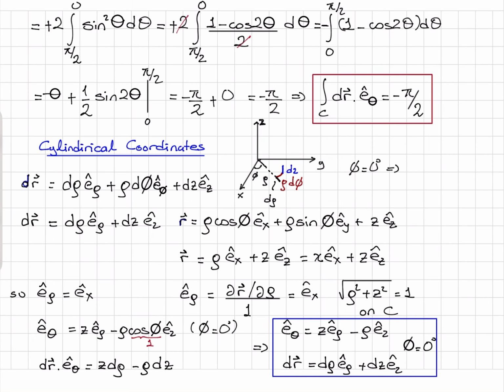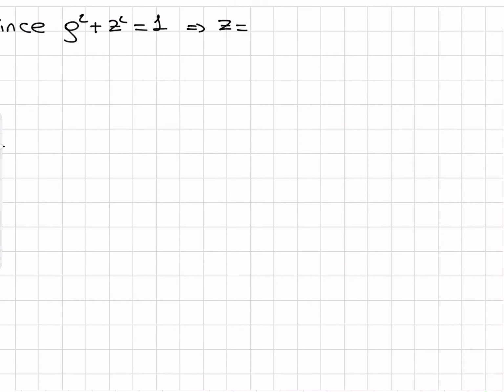Okay, now we're ready to perform the integral. The integral of z dρ minus ρ dz. And I also note that since ρ² plus z² is equal to 1 on this path, I can write wherever I see z, square root of 1 minus ρ². And wherever I see ρ, I could also write square root of 1 minus z².